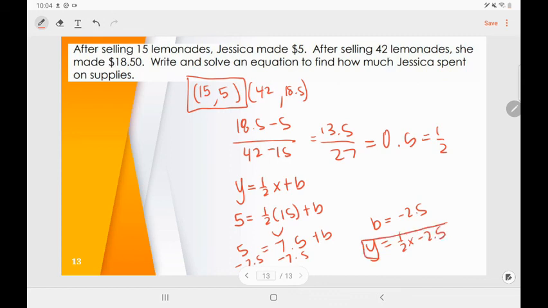Now you might be saying, hey, that's kind of weird that my y-intercept is negative 2.5. Well, Jessica had to buy the lemons, she had to buy the cups, she had to buy the sugar, and so her initial cost was, she was in the hole money.